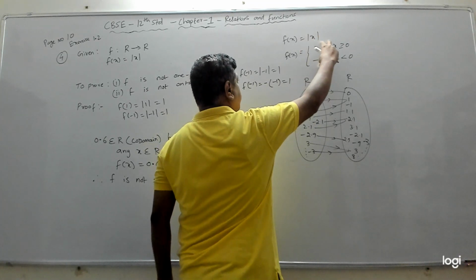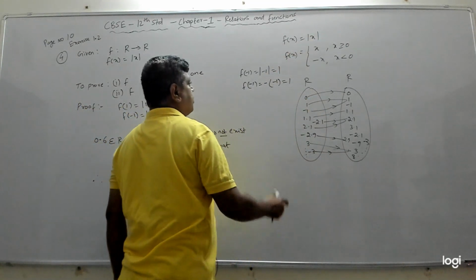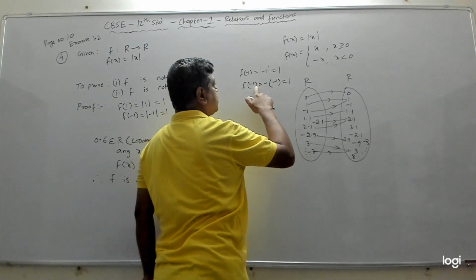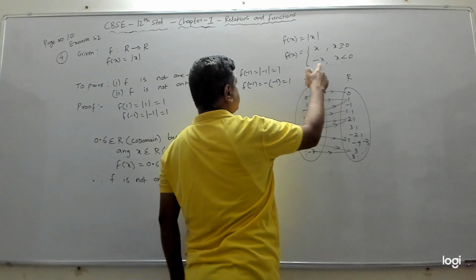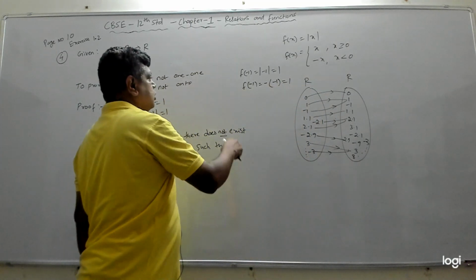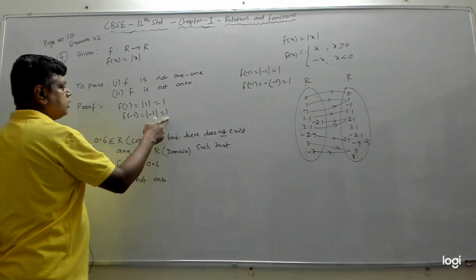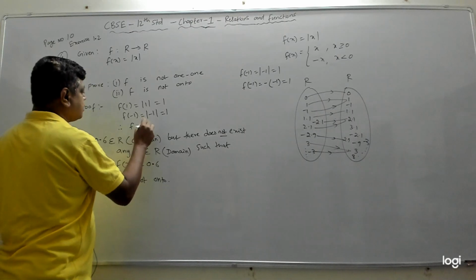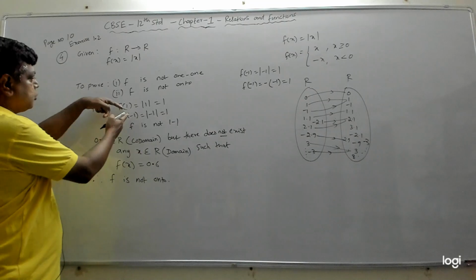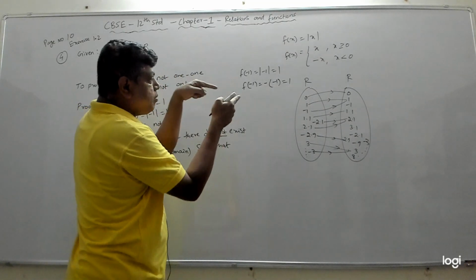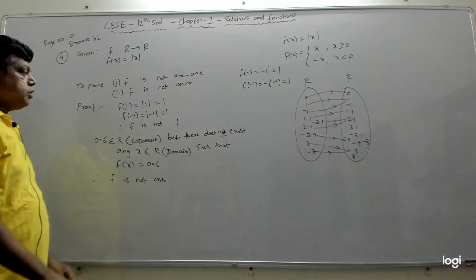Mod x can be rewritten like this. A definition of mod x is this. So whenever x is negative, here x is minus 1, I should not use this function, I should use this function because x is negative. So f of x is minus x, which is minus of minus 1, which is plus 1. So f of minus 1 is 1. f of 1 is also 1, f of minus 1 is also 1. Therefore f is not 1 to 1, because two elements, 1 and minus 1, go to the same element. It is many to 1, so it's not 1 to 1.